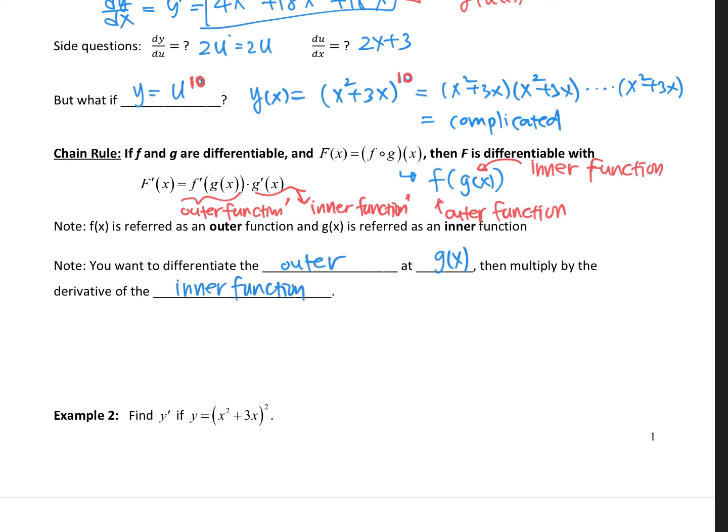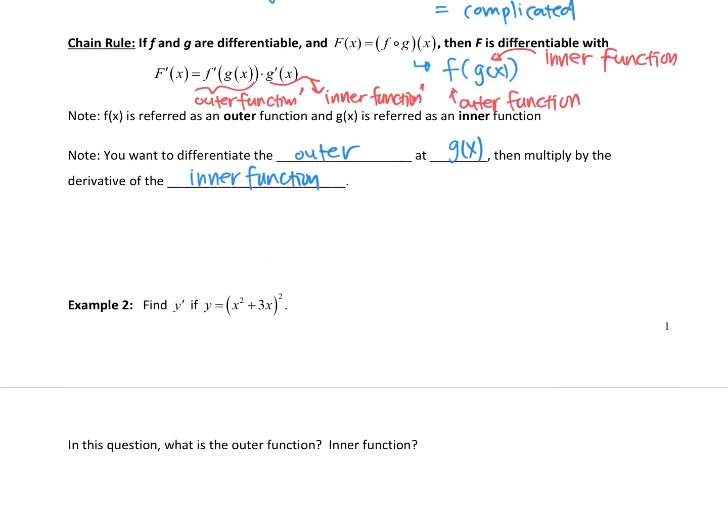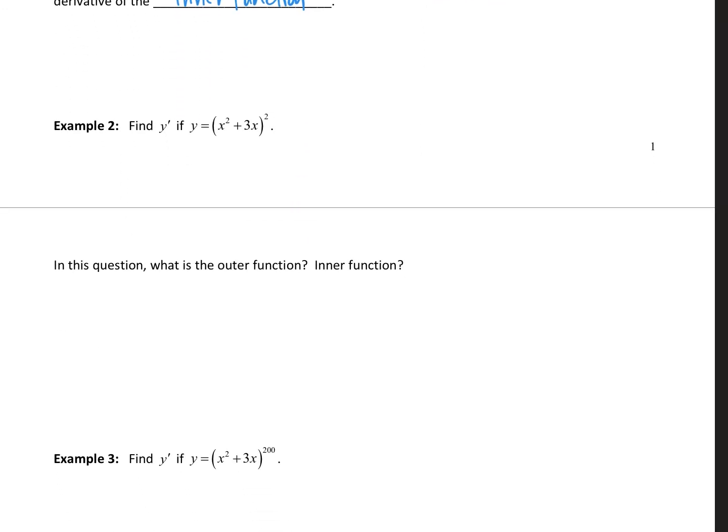Okay, so let's revisit the question we worked on. We already did it, but here I'm going to try to do it by using the chain rule. It's going to save a lot of time. So the square function is the outer function, and what's going inside is the inner function. Maybe I can use the blue one.